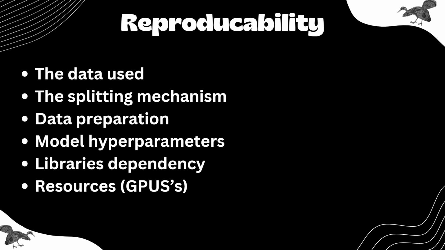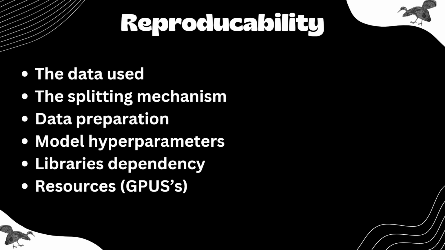Beyond data splits, there's consistency in pre-processing and feature engineering steps. Any changes here can mess with the reproducibility, so stick to the same processes each time. Then we have hyperparameters. Yes, every little adjustment has to be kept the same, down to the exact learning rate. And let's not forget about libraries. Even small version changes in tools like NumPy or scikit-learn can make a difference.